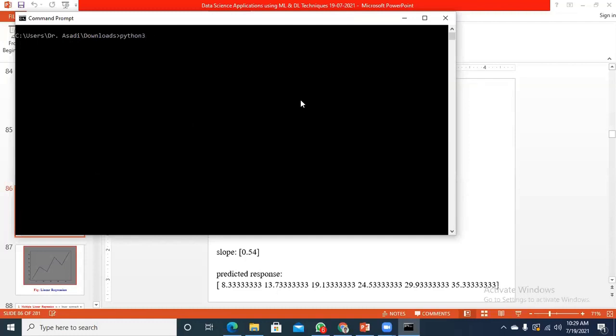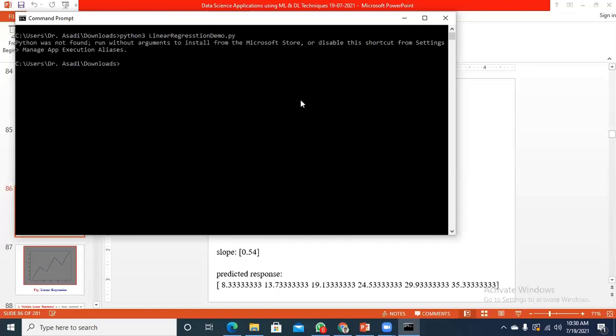In the command prompt I am executing Python 3. See, first the linear regression demo I am going to execute now. If you want to see the code, see, I am going to show you. So in this, python is the command and linear regression demo is the .py file. Now it is executing. It will generate a graph and the mean and intercept values.